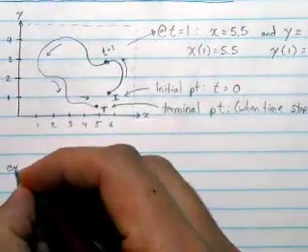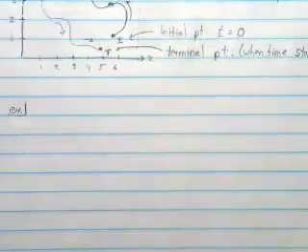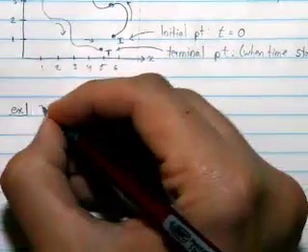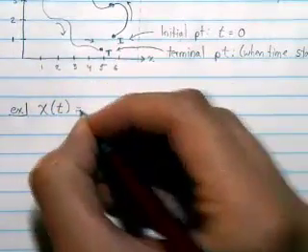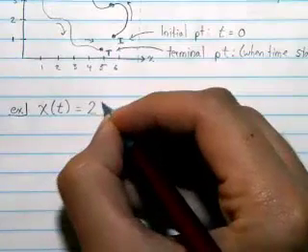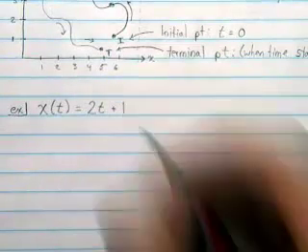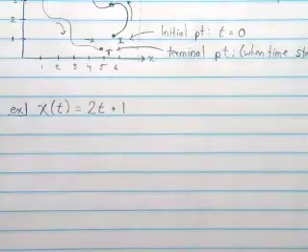So let's say I have x of t equals 2t plus 1. Okay, so that would be my equation for x using time.